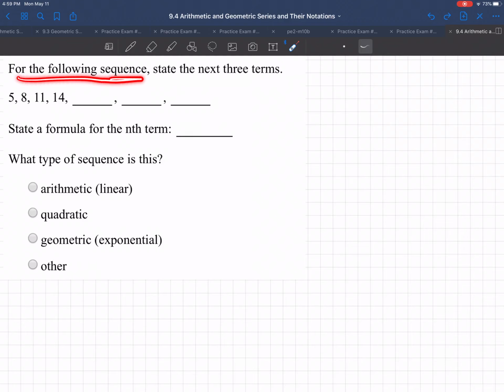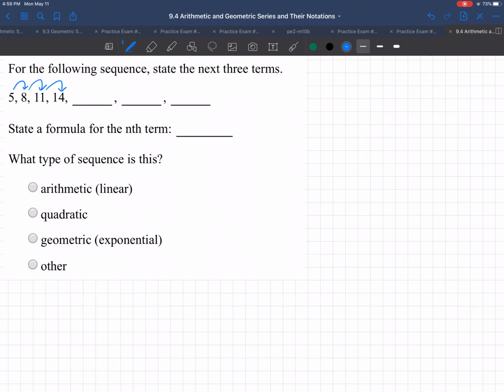For the following sequence, state the next three terms. So the point of this question is figuring out what happens from term to term here. So what's going on from term to term? How does 5 become 8? How does 8 become 11? How does 11 become 14?